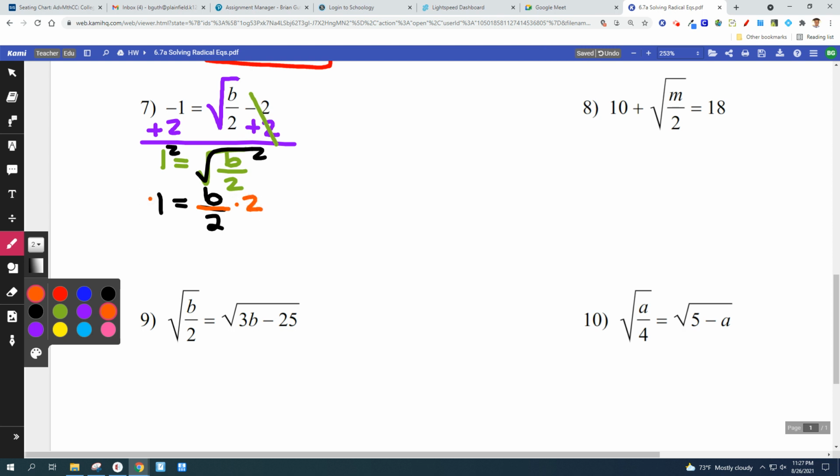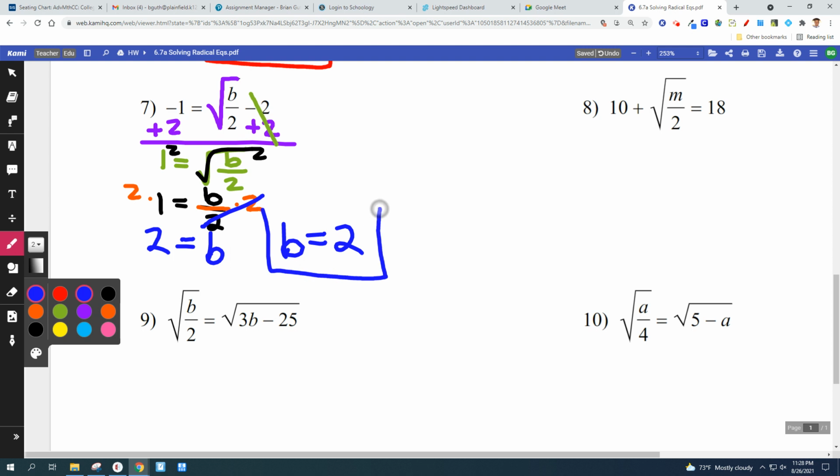So I'm going to multiply both sides by 2. The whole point is I'm trying to cancel that out. I'm trying to get b by itself, and I did. 2 times 1 is 2. That's my answer. Or you can rewrite it, b equals 2.